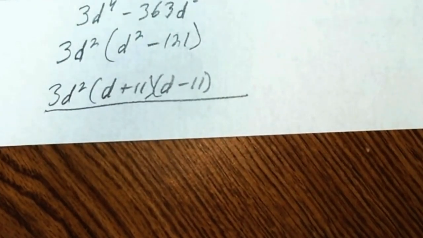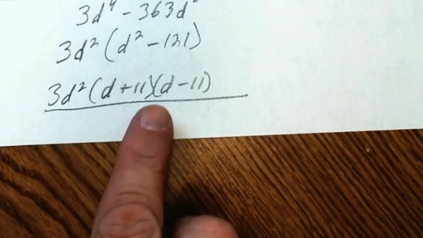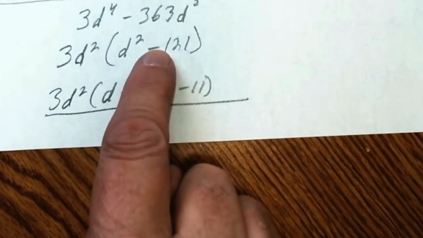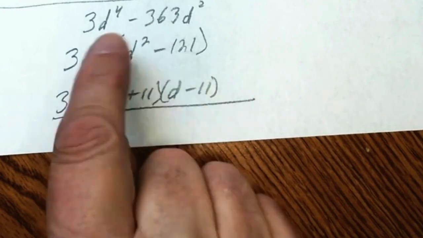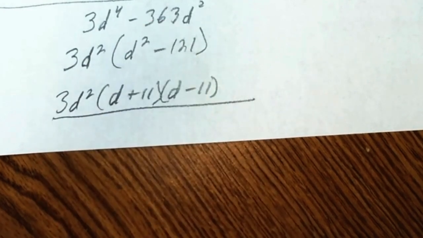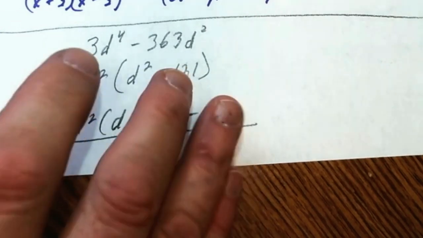So we used both things that we talked about, the greatest common factor and the difference of squares, to factor that into these two binomials. So yeah, this was a difference of squares problem. We just had to factor out the greatest common factor first. So don't let it fool you. Don't let it trip you up.